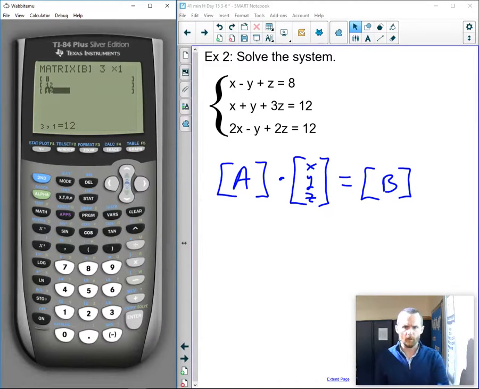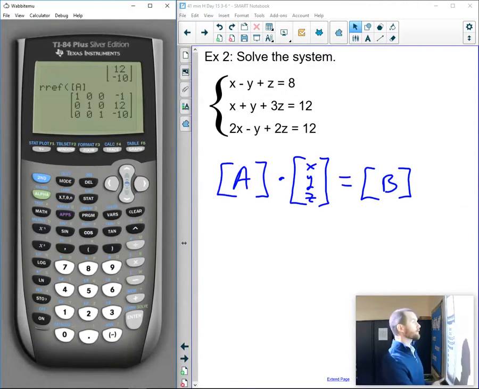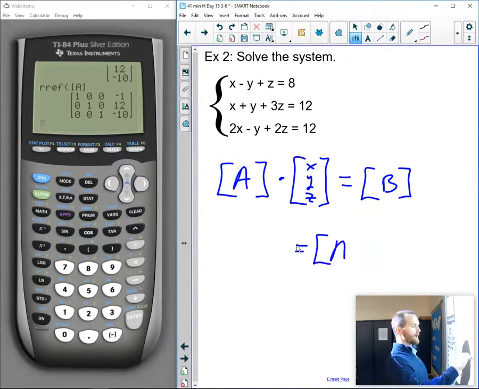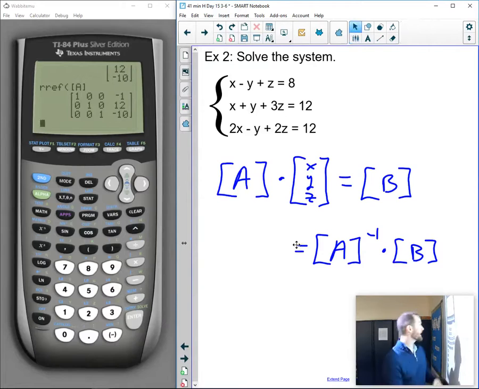Let's double check that one more time. Okay, good. And now, second quit. Now we just do our inverse. So we need inverse operations to get the variable by itself. It's going to be the inverse of A times matrix B. And we just type that in.